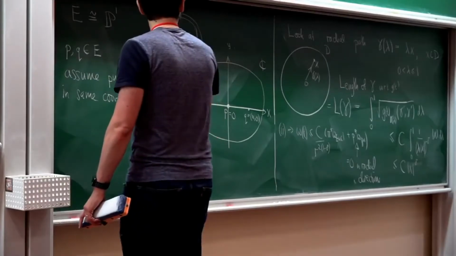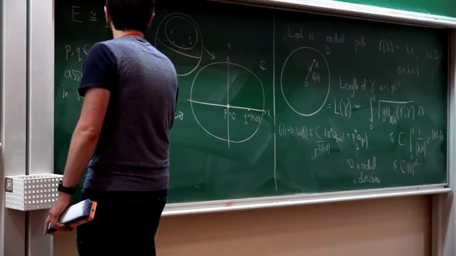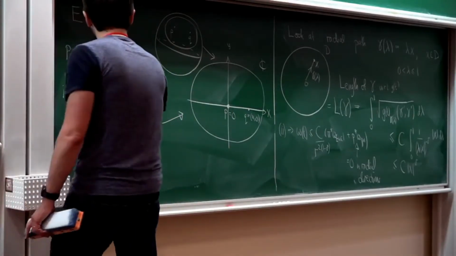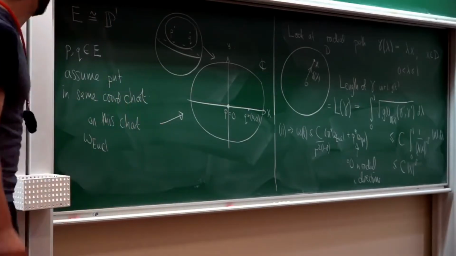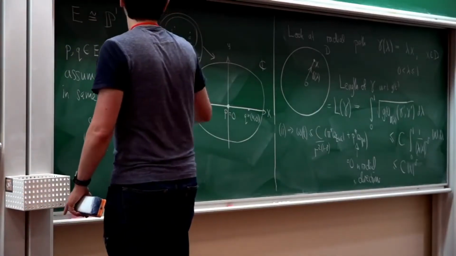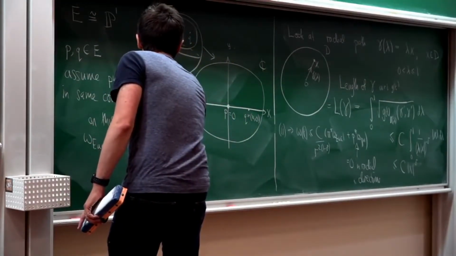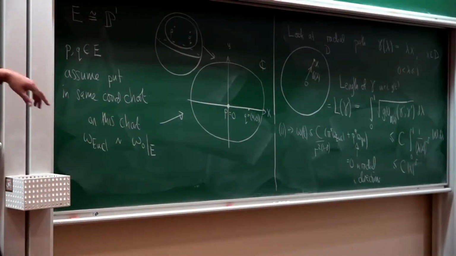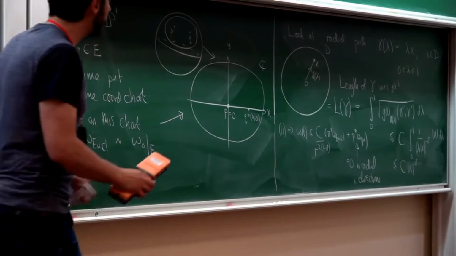And let's assume that on this chart, the Euclidean metric is uniformly equivalent to some fixed metric, say omega naught restricted to E. So I assume that we're working on a coordinate chart, and I can just assume the Euclidean metric is just some fixed metric. So we fix our coordinate chart.